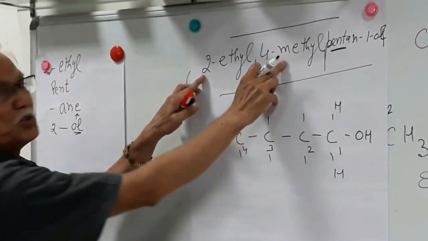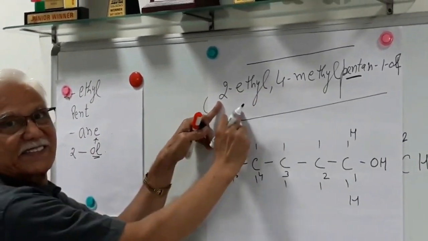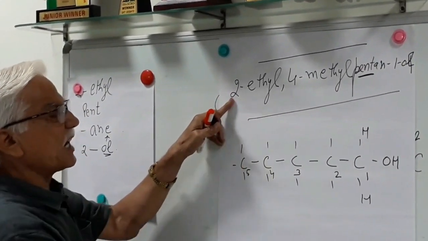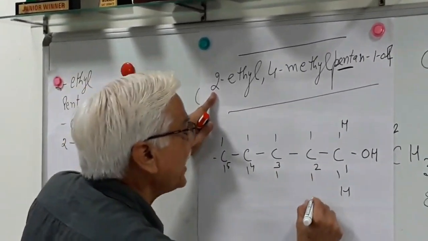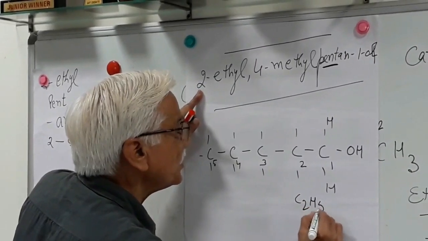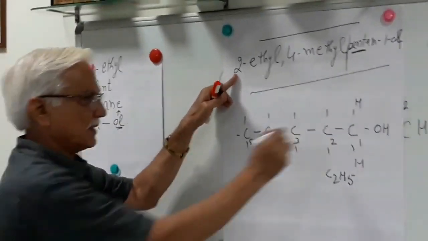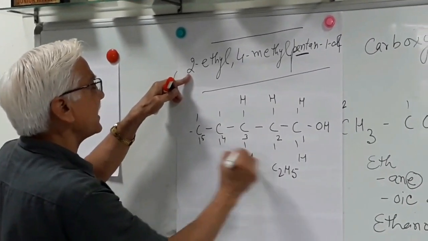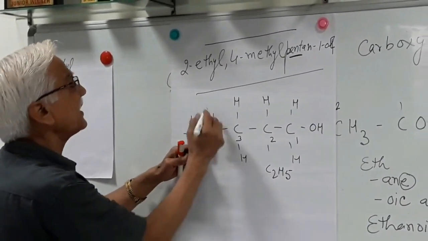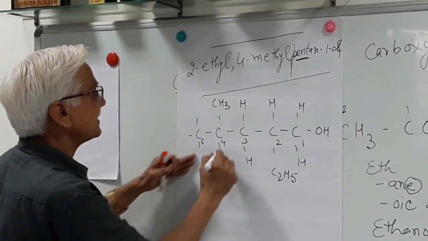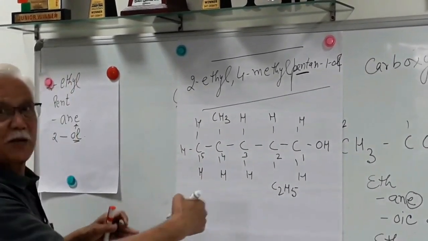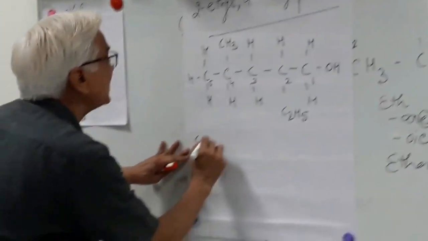Then there are two side chains, alphabetically written. 2-ethyl, 4-methyl. So ethyl is on which carbon atom? 2. So I'll write here ethyl. Rest is H. Then 4-methyl. This is H, this is H. 4 is here. So I'll write methyl here. And rest are H and H. Now I'll write the abbreviated ones.